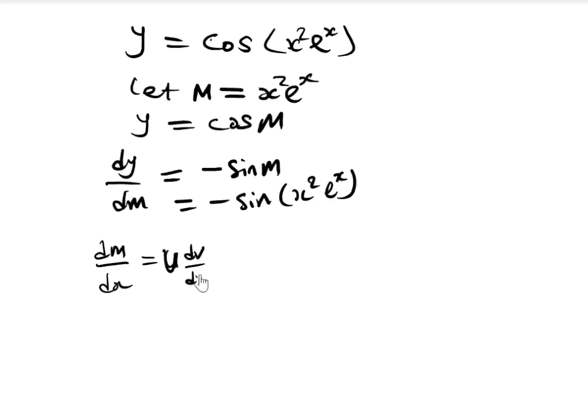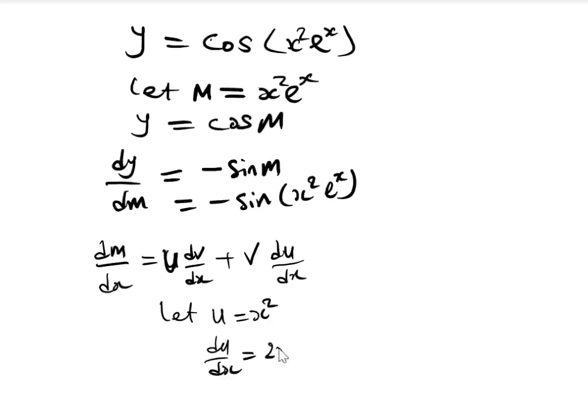v du/dx. Let's assume u. Let u be equal to x squared. du/dx is equal to 2x. And let v be equal to exponential x. dv/dx is the same thing as exponential x.